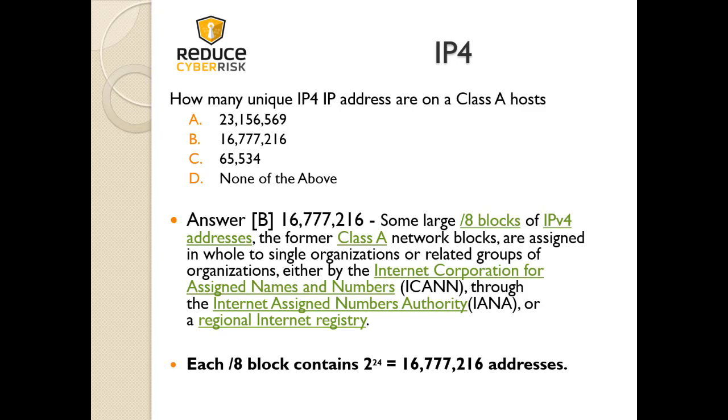These are assigned by the Internet Corporation for Assigned Names and Numbers, which is ICANN, through the Internet Assigned Numbers Authority, which is IANA, or the Regional Internet Registry. Each /8 CIDR block, which is 2 to the 24th, is 16,777,216 addresses. All right.